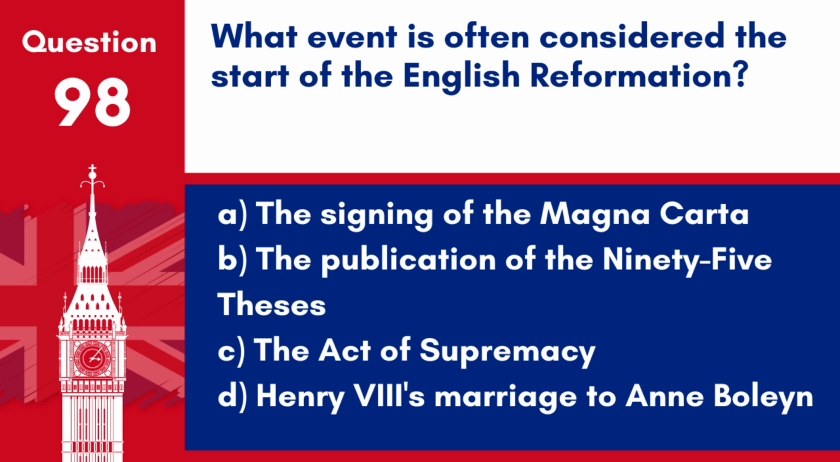Question 98. What event is often considered the start of the English Reformation? A. The signing of the Magna Carta. B. The publication of the 95 Theses. C. The Act of Supremacy. D. Henry VIII's marriage to Anne Boleyn. Answer: C. The Act of Supremacy. The Act of Supremacy, enacted in 1534, is often considered the start of the English Reformation, as it declared King Henry VIII the supreme head of the Church of England, breaking away from the Catholic Church.